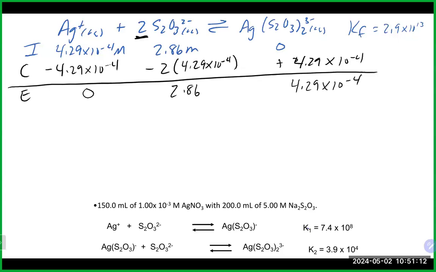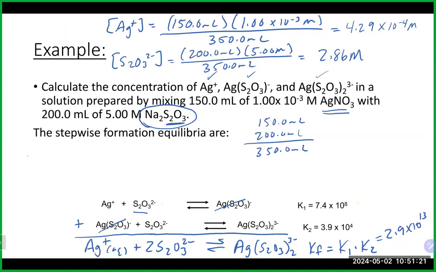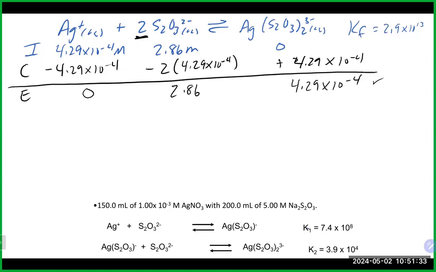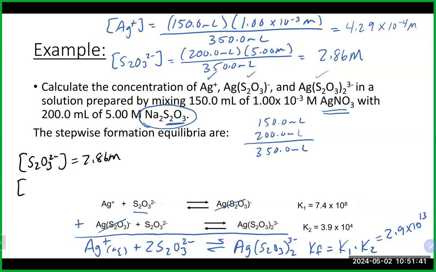Now, from our very first ice table here, we actually just hit 2 answers that we're looking for. We found the concentration of S2O3 2- is 2.86 molar. We also found here from equilibrium that the concentration of our complex ion is 4.29 times 10 to the minus 4. So our complex ion at equilibrium will be 4.29 times 10 to the minus 4. So we got that guy taken care of.